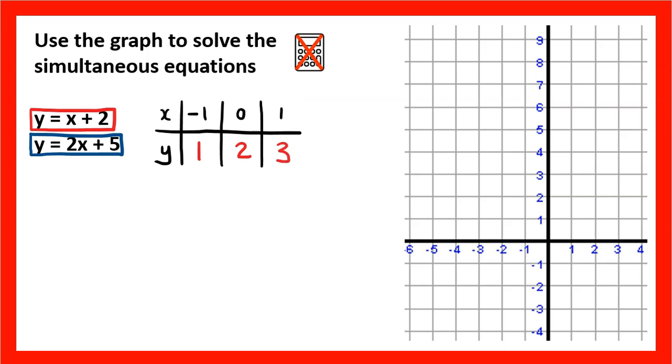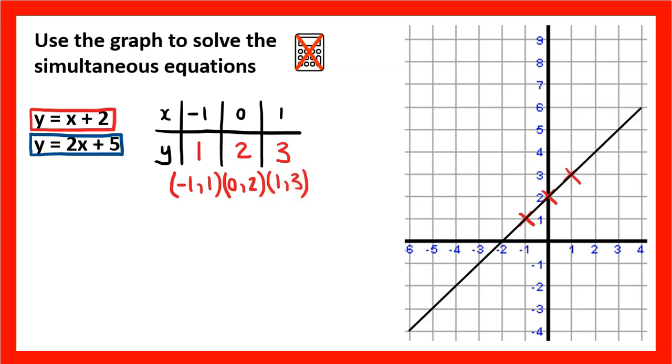We can now find the corresponding coordinates. If x is negative 1 and y is 1, that would be the coordinate negative 1, 1. Next would be 0, 2. And lastly, we've got 1, 3. Plot these coordinates on the graph, starting with negative 1, 1, which would go here. The next one, 0, 2, here. And lastly, 1, 3 would go here. Use a ruler and a pencil to draw a straight line all the way through your points from one end of the graph to the other.